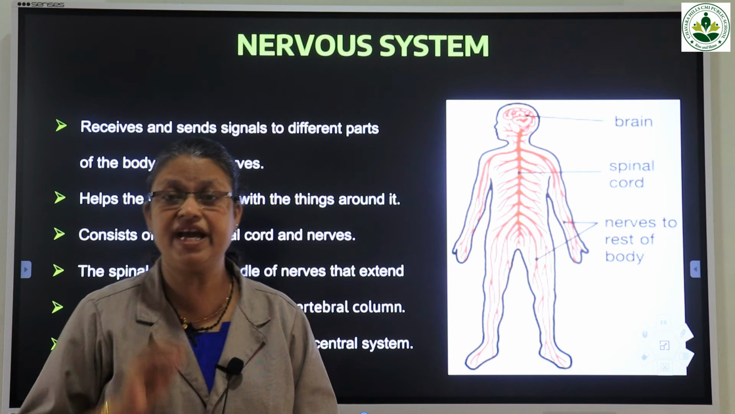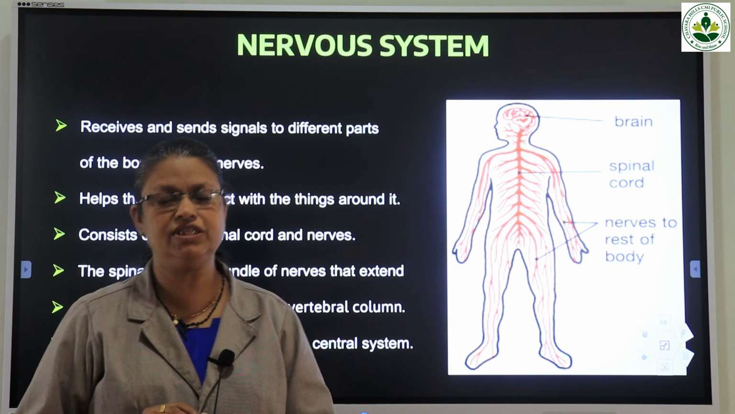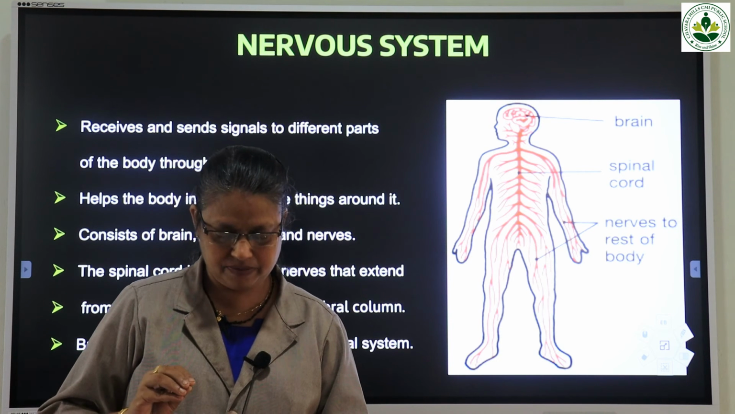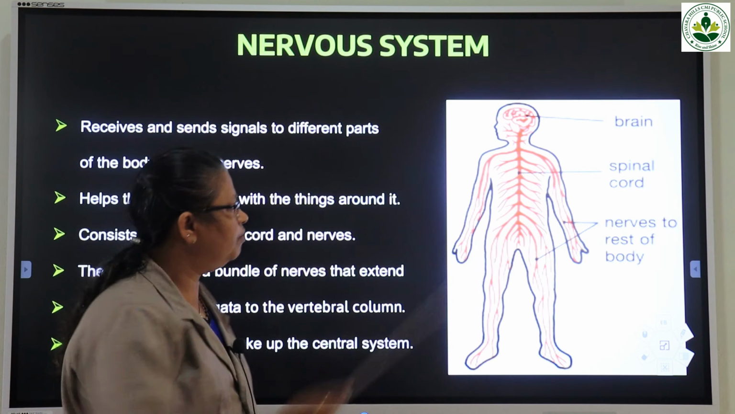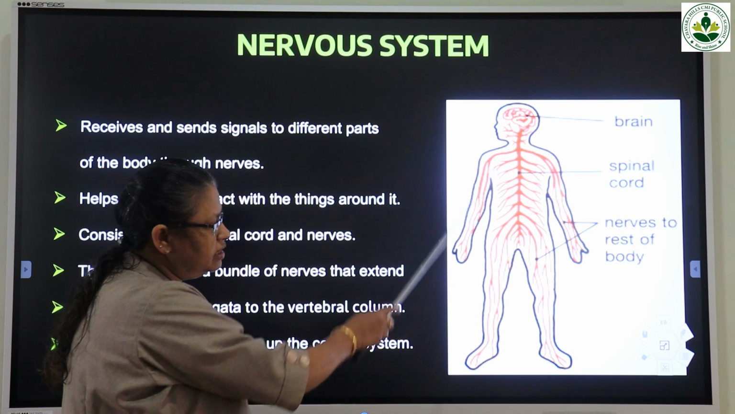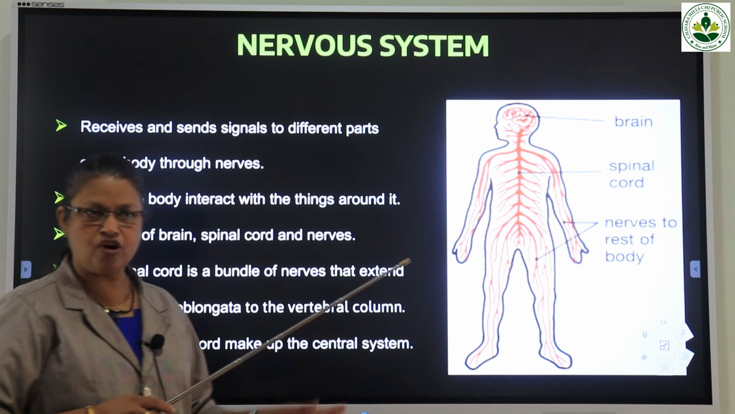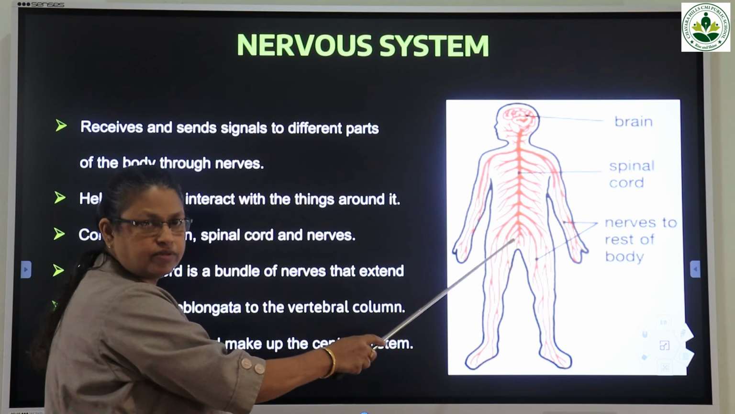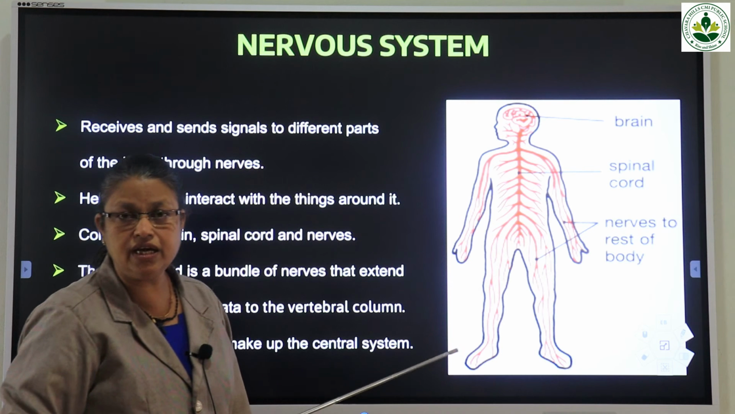And the basic unit of the nervous system is the neuron or nerve cell, which you will study in class 5. Okay. The basic unit of the nervous system is the nerve cell. And the parts of the nervous system are brain, spinal cord and many nerves. You can see many nerves running through our body. And in the last class we studied that our backbone protects the spinal cord, and the spinal cord goes through the backbone. Okay. So brain, spinal cord and nerves are the three parts of the nervous system.